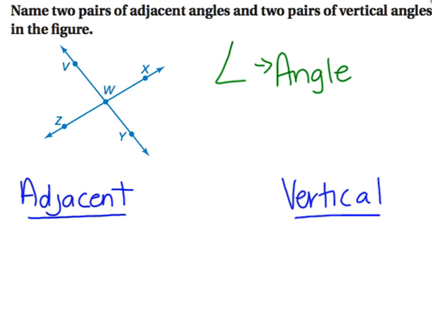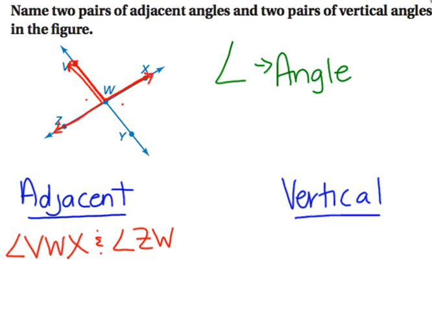So adjacent, if I just pick any angle, maybe this one, I would label that as angle VWX. So I started here at V, went down to W, and then over to X. That angle is adjacent to each of these on the side. I'm just going to pick one of them, and I'm going to pick ZWV. Those two angles are adjacent to each other. So ZWV. That's one pair of adjacent angles.